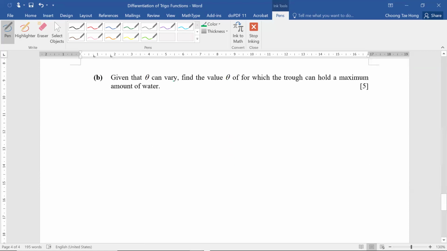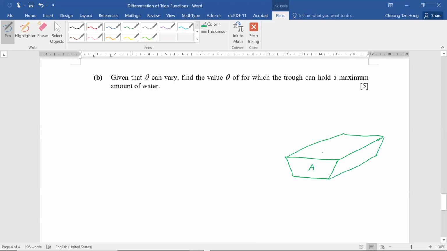So remember this trough is like a prism. The shape is like this, it's like a prism. When you draw, this is a cross-sectional area only. So the A that we have is just this area over here, but the shape of the trough is a prism. So now they want a maximum volume, right?